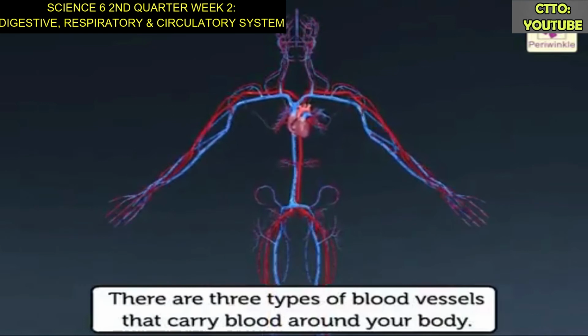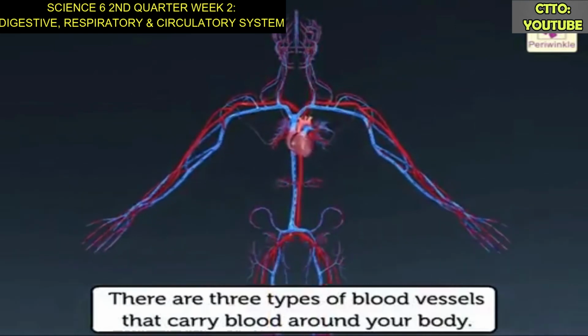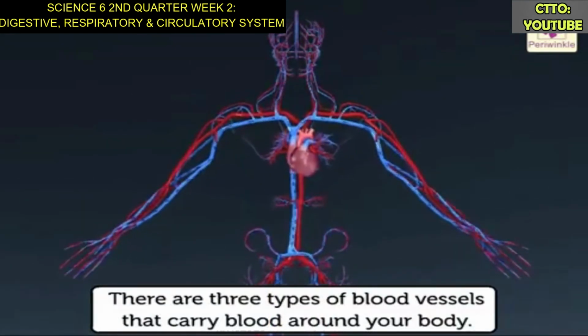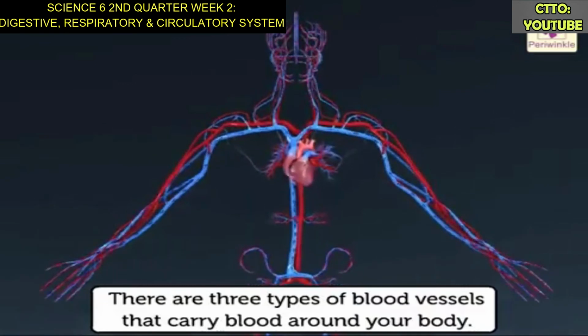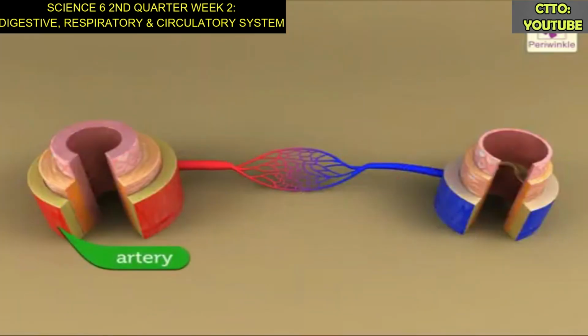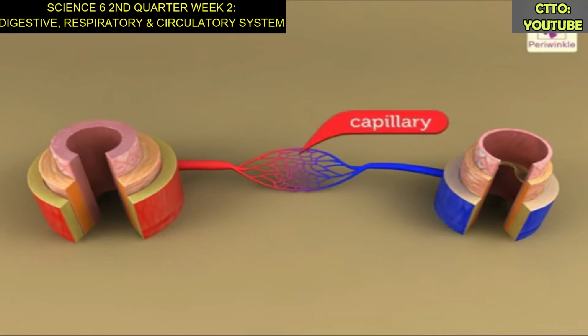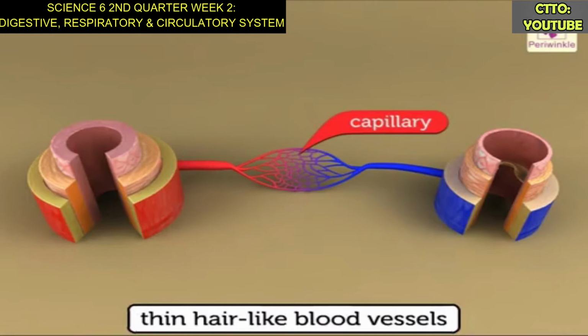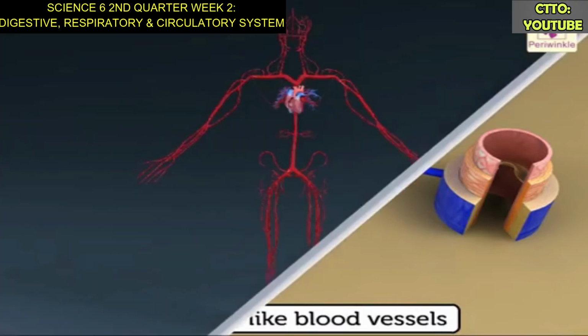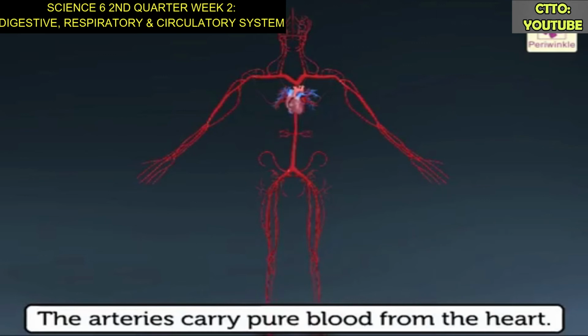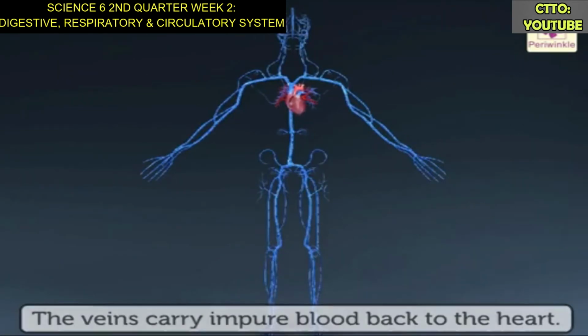There are 3 types of blood vessels that carry blood around your body. The arteries and the veins are large blood vessels, and capillaries are thin hair-like blood vessels. Arteries generally carry pure blood from the heart. The veins usually carry impure blood back to the heart.